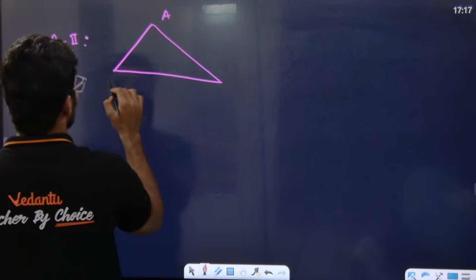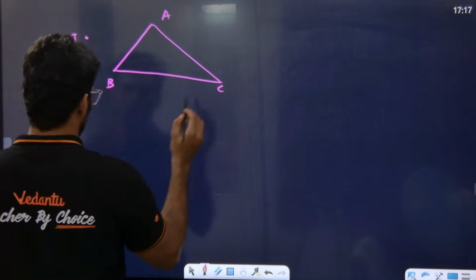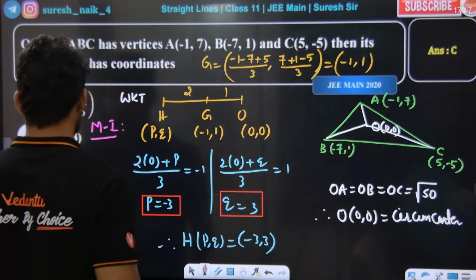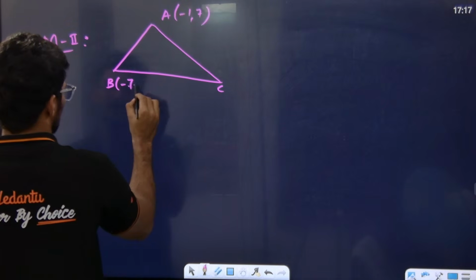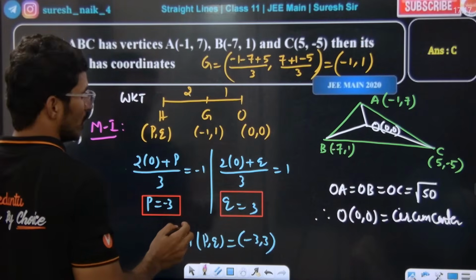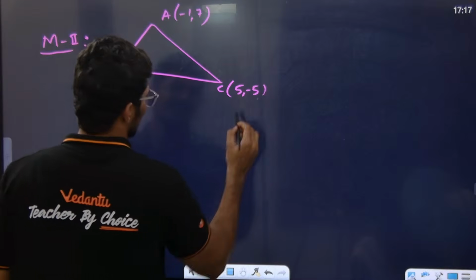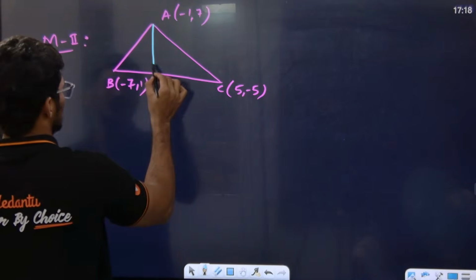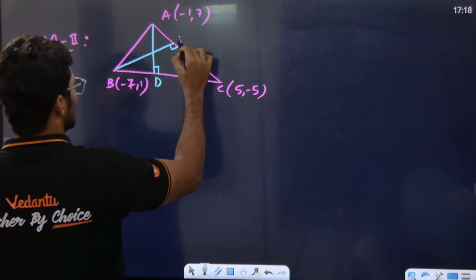This is A, this is B, and this is C. What is A? A is (-1, 7), B is (-7, 1), C is (5, -5). Yes or no? We need to find this altitude. This is perpendicular. Let's say the foot is D, and the other altitude is E.